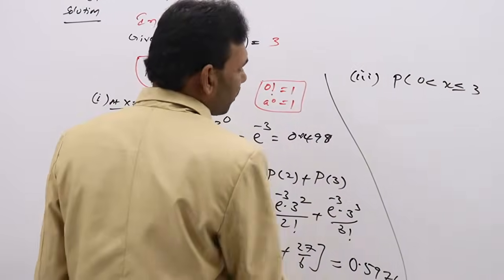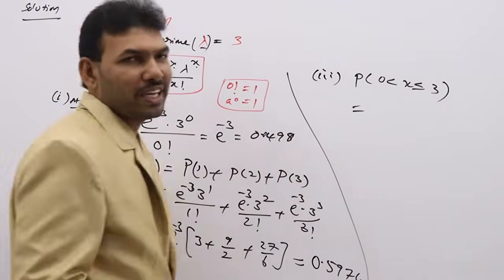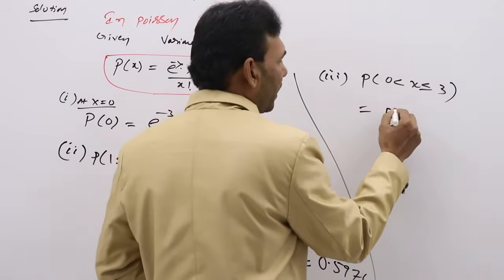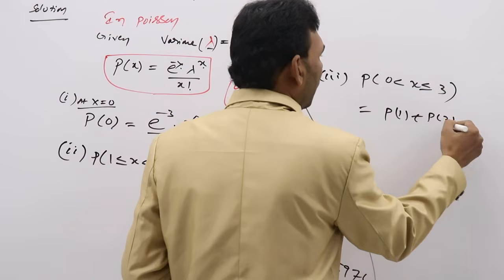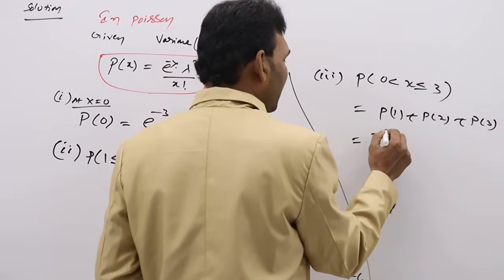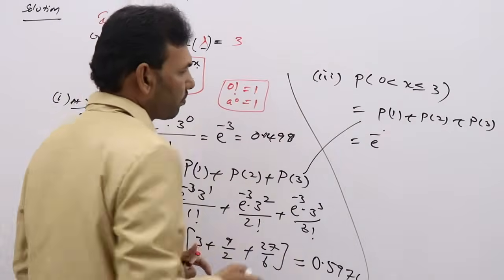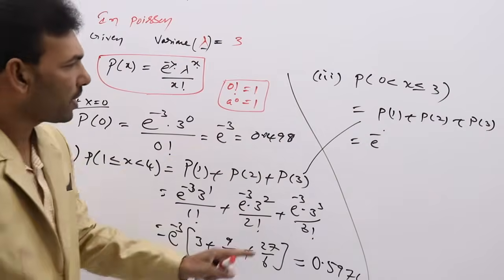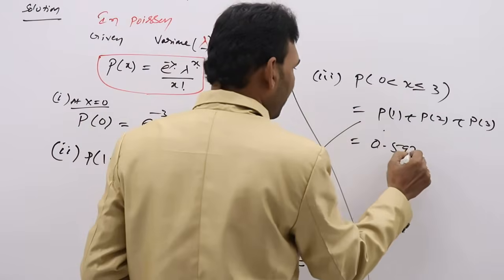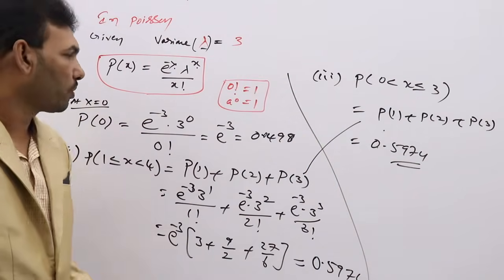Now coming to the third bit, probability of 0 less than x less than or equal to 3. Here 0 less than x means in reverse x greater than 0. Greater than 0 means starting from 1, 2 and up to 3. So it is again the same as the previous one. If you repeat the same process, you will get the same answer, 0.5974. Clear? Any doubts you may ask?